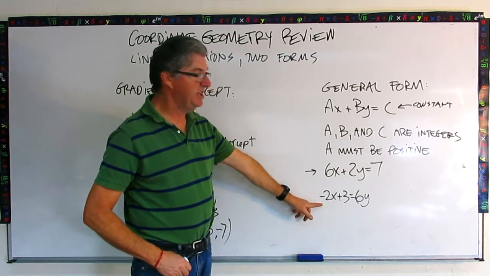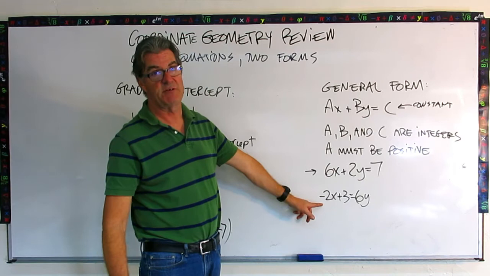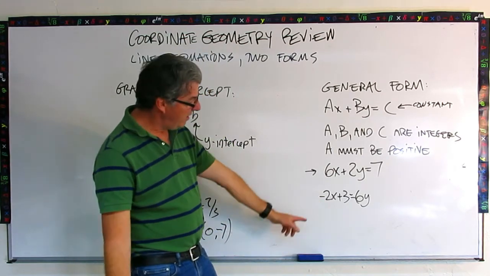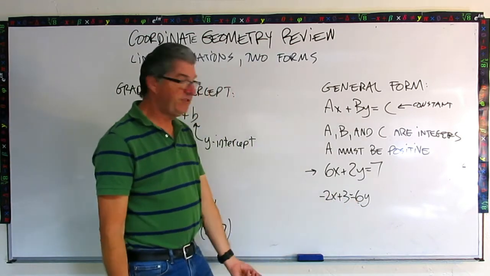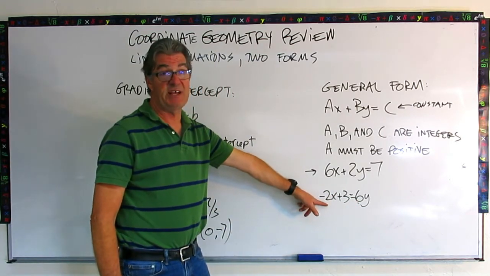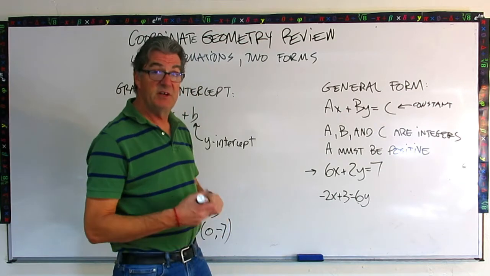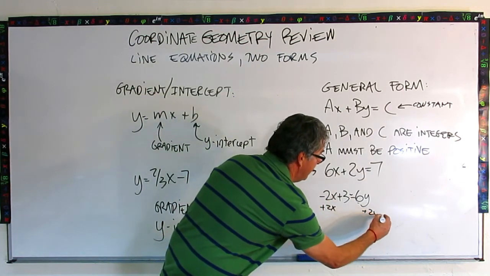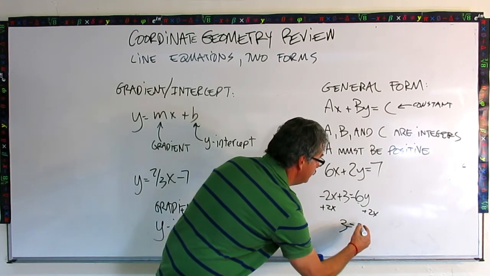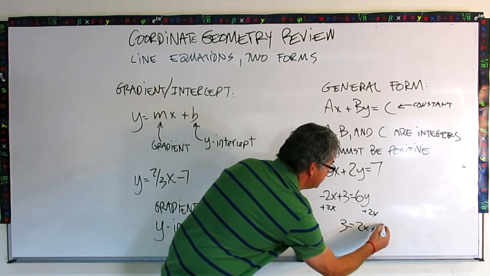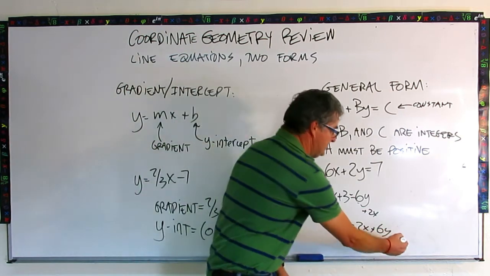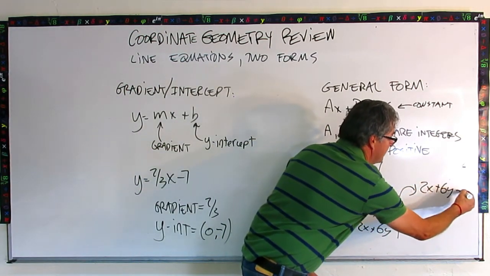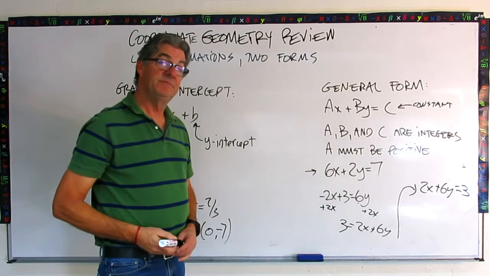Now here's one they might give you and ask you to convert it to general form. Pretty straightforward for this equation. What's wrong? Well, I have integers, I'm good there, but I have a -2x, and x must be positive. So let's add 2x to both sides, and I get 3 equals 2x plus 6y, and I can change that into the correct order to get 2x plus 6y equals 3.